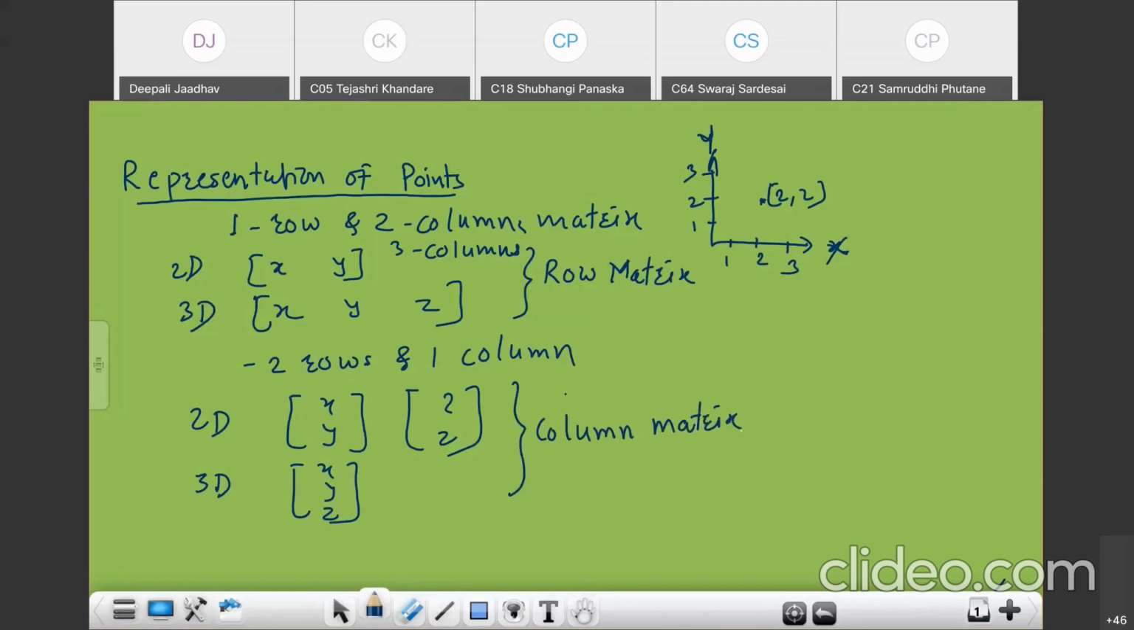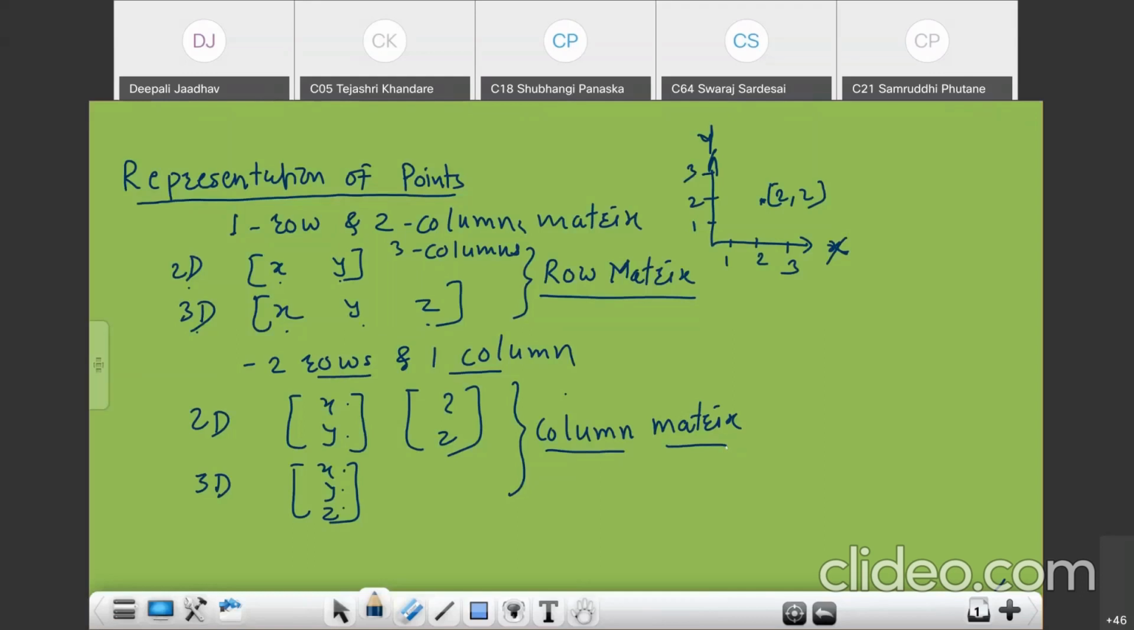So in this way, we can represent a point on the x and y axes in 2D and 3D. Once again, the first way is the row matrix representation, in which one row and 2 columns are used for 2D, x, y, and in 3D, 1 row and 3 columns are used. That is known as row matrix representation. And another way to represent a point is 2 rows and 1 column. Means in this way, 2 rows x, y, and in 3D x, y, z. That is known as column matrix representation.